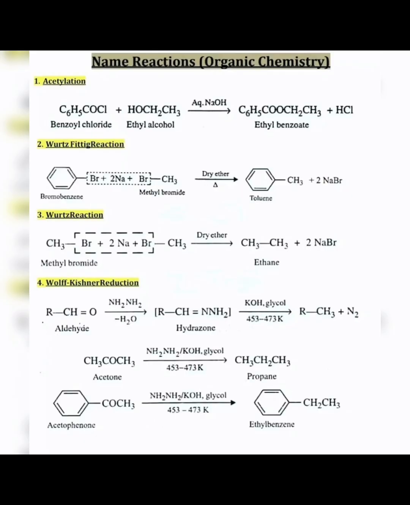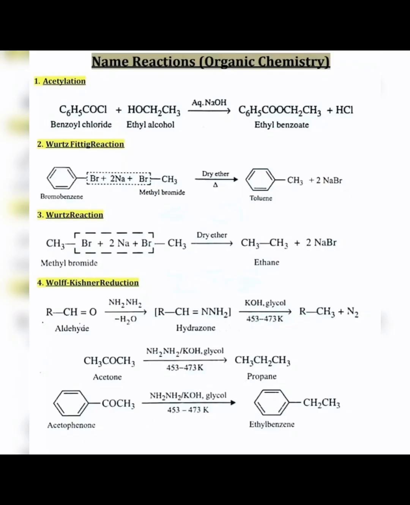Next is the Wurtz-Fittig reaction. When bromobenzene reacts with excess sodium metal along with methyl bromide as another reagent in the presence of diethyl ether as a solvent, it gives toluene as a major product plus 2 molecules of NaBr as a byproduct.